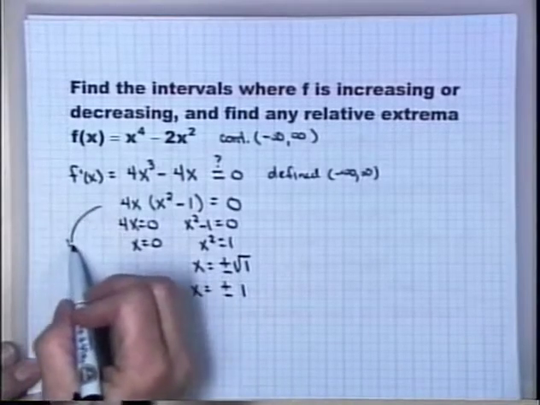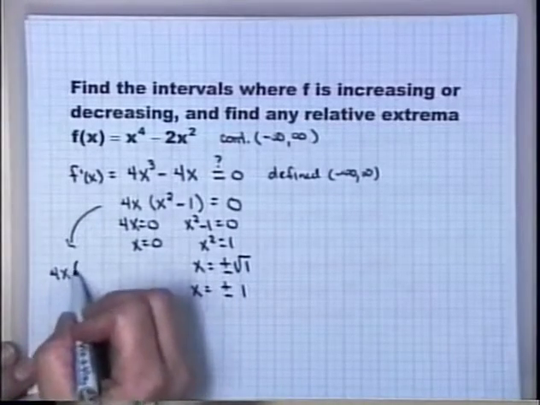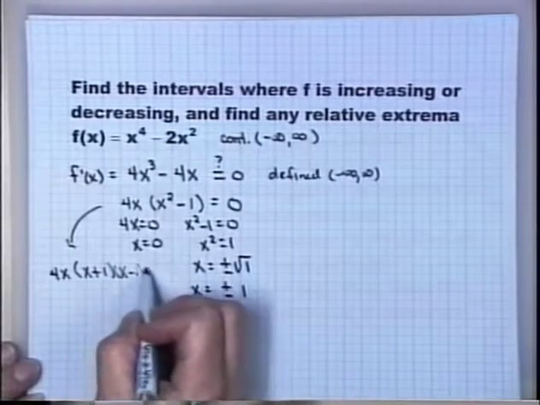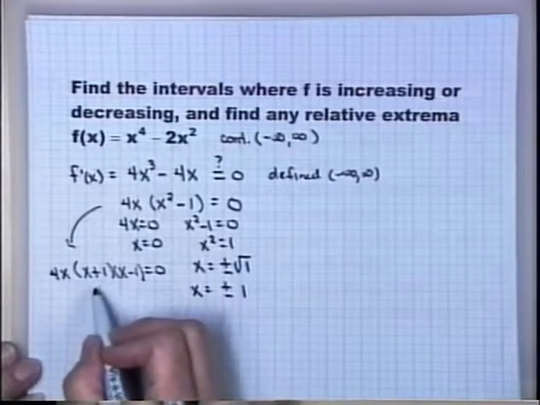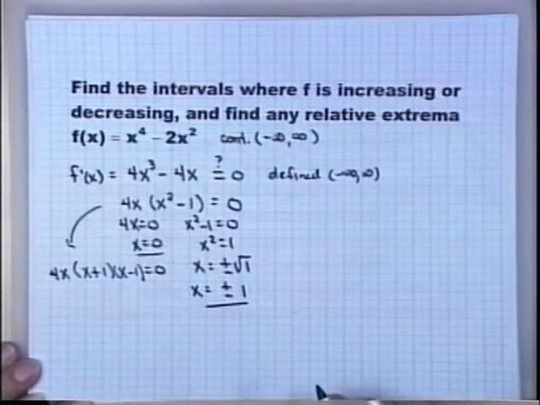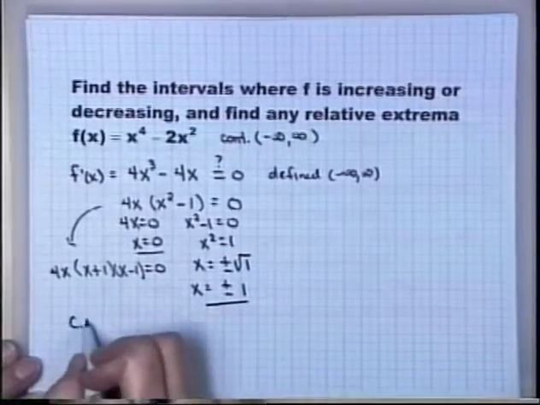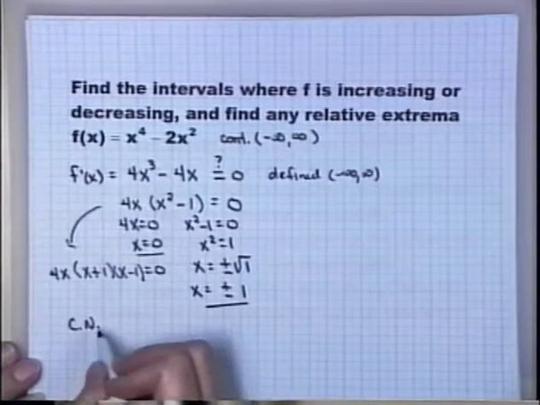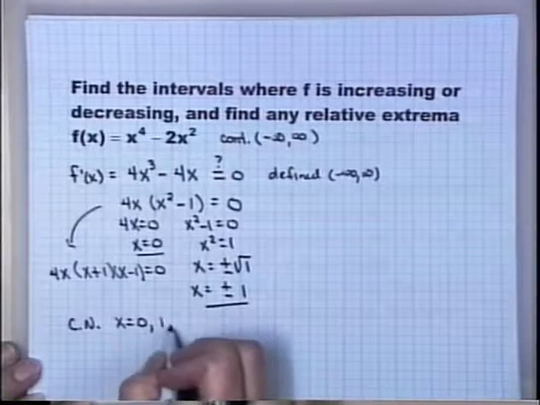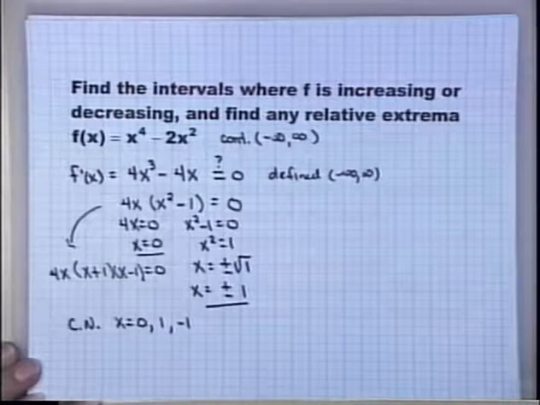Notice another option here is to go ahead and continue to factor. X squared minus 1 is x plus 1 times x minus 1. And notice, again, from this, we're going to get x equals 0, x equals 1, and x equals negative 1. So my critical numbers, I'm going to call those CN. Critical numbers are x equals 0, 1, and negative 1.